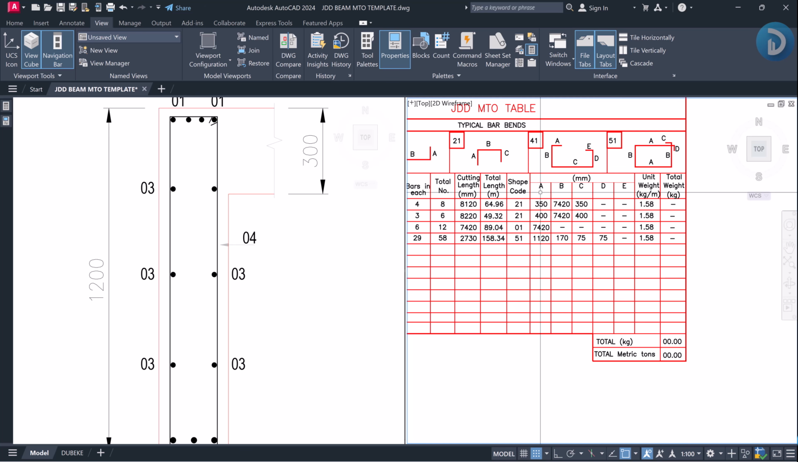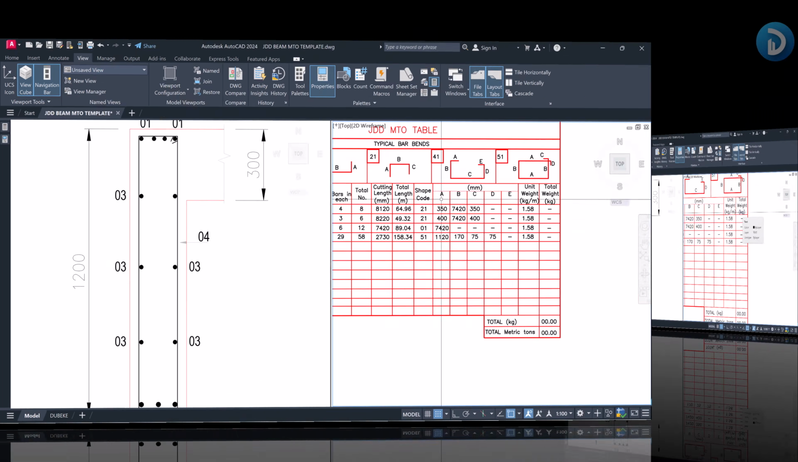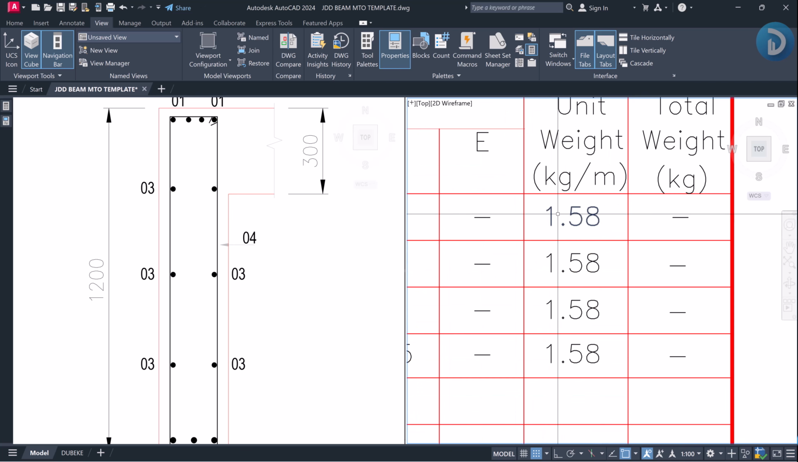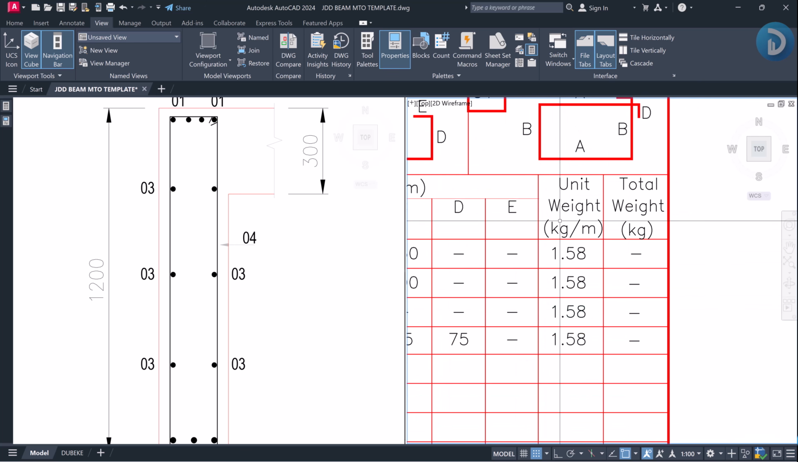Let me take this out and we'll move on to the main topic of the day, which is estimating the total weight of the required reinforcement for the implementation of these beams. So the main purpose of today is estimating the unit weight and the total weight. We'll be dealing with these two cells, and firstly we have to understand what they are all about.